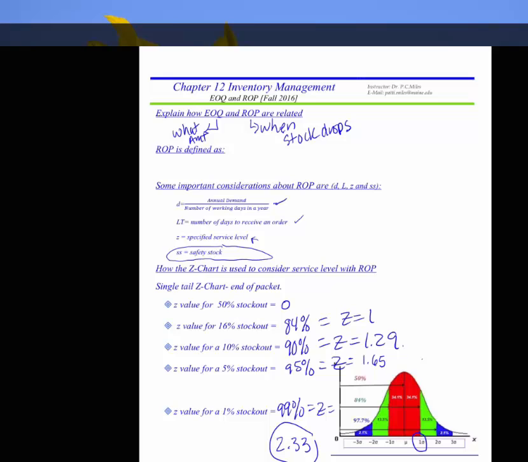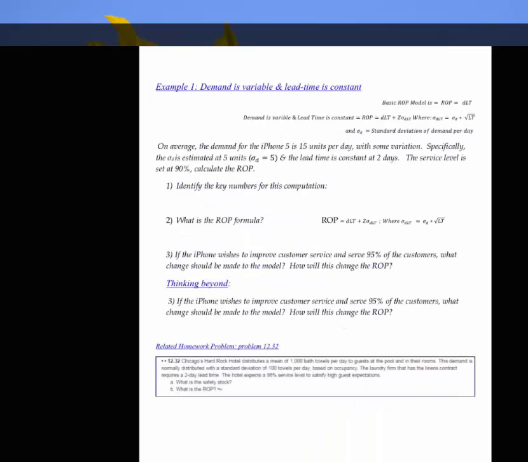Now let's turn the page and look at the first setup. Here we have example 1. In example 1, demand is variable and lead time is constant. Remember, I told you there'd be three different ways we would do this. In this one, demand is variable, lead time is constant, so we use this formula located right here.